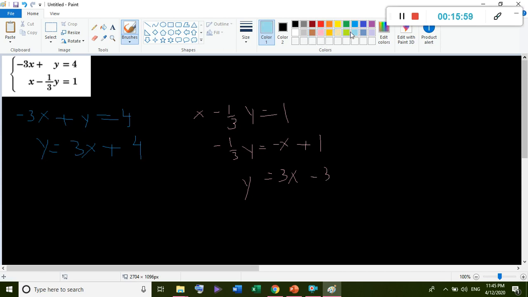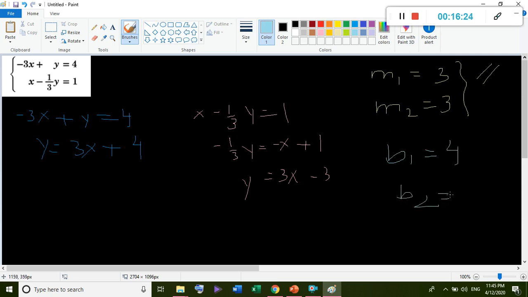So we're going now to compare the slopes and the y-intercepts. The slope for the first equation is 3, and the slope for the second equation is also 3. So this means the lines are either parallel or the same line. Let's now check the y-intercepts. b1 equals 4 and b2 equals negative 3. So they're different lines, which means it's a parallel line.